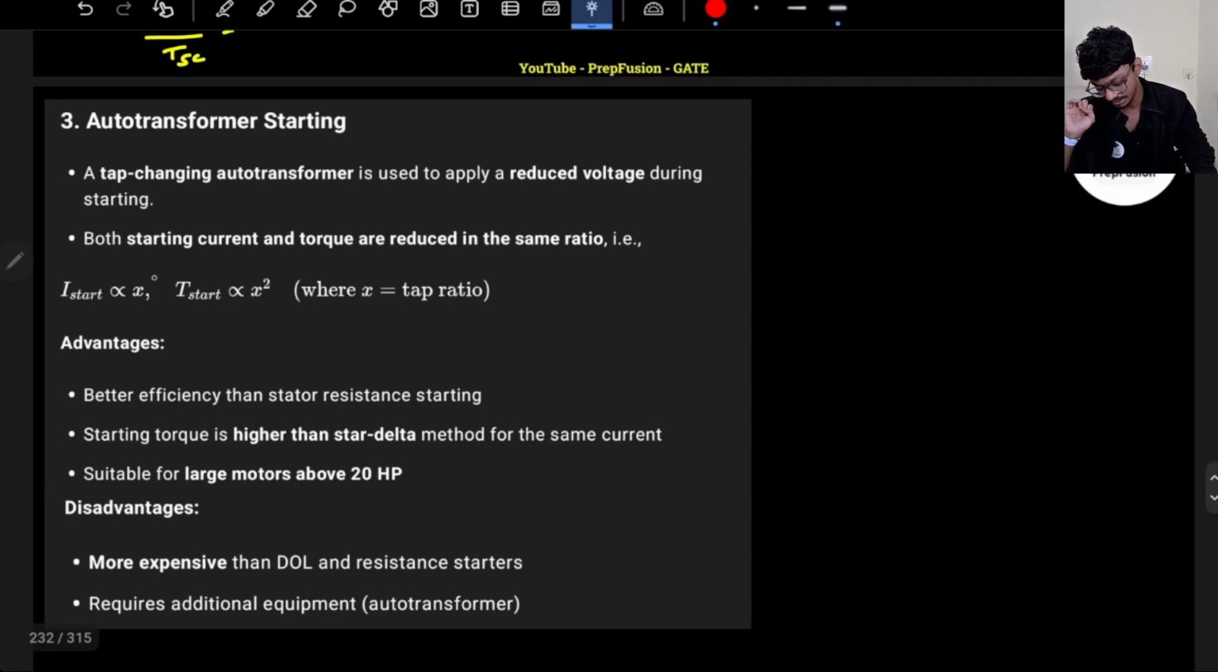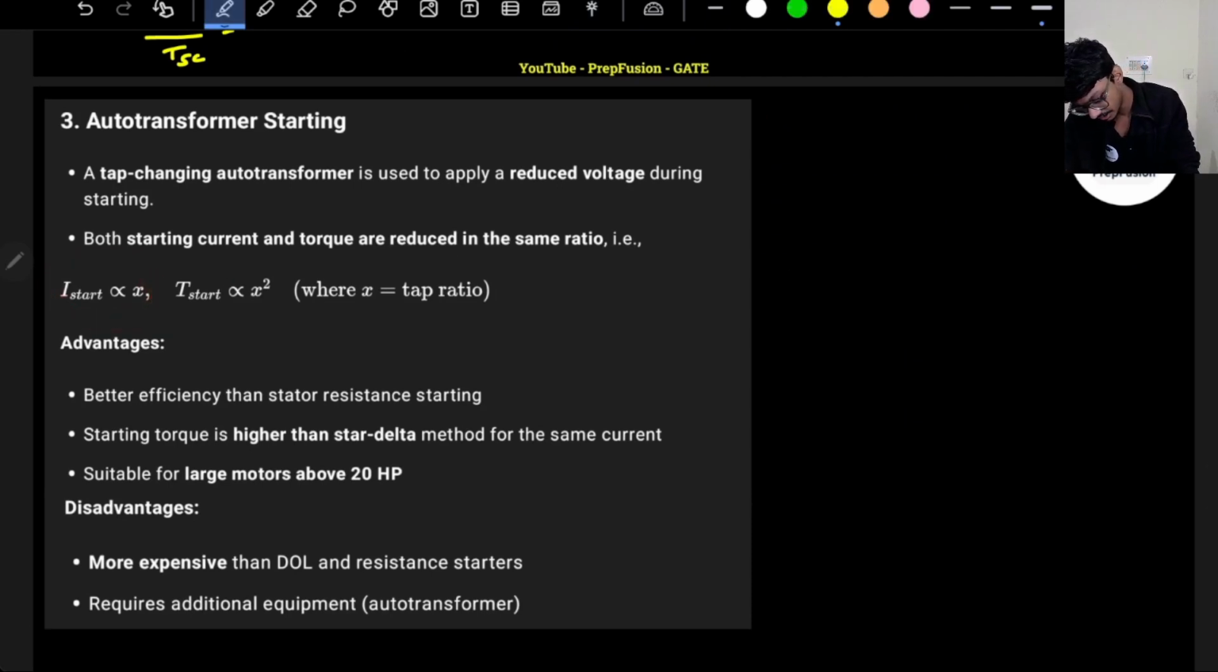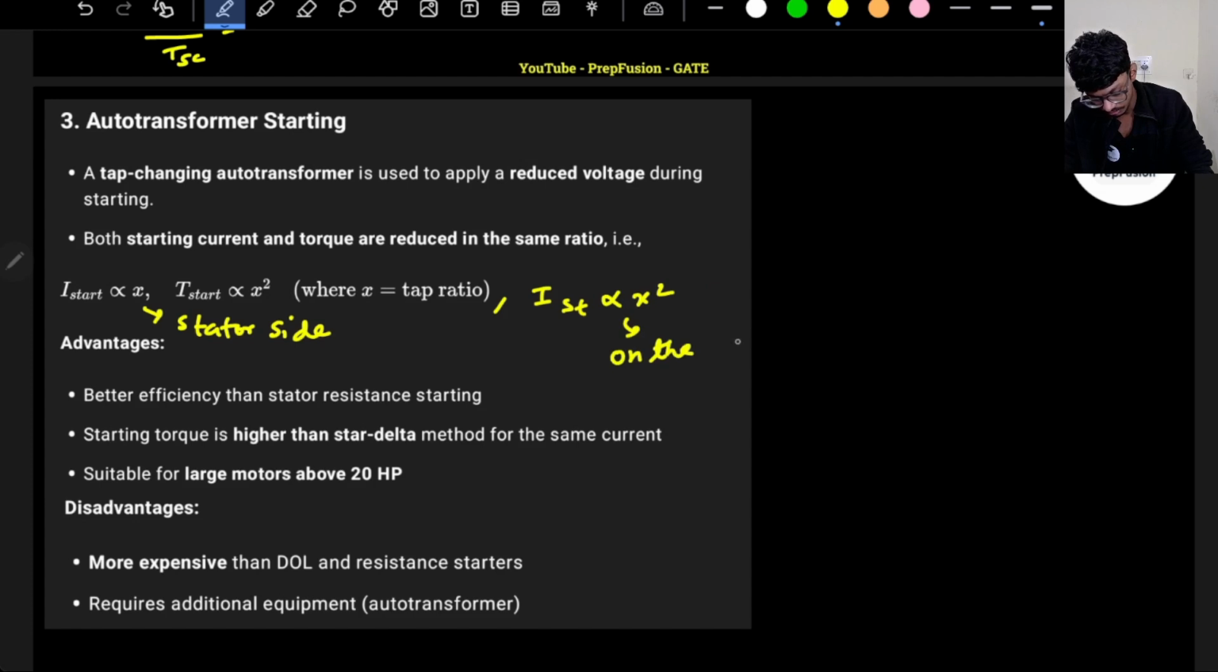So the starting current also will be reduced by x square, in the supply side. This will happen in the motor side, stator side. The current will be reduced by a factor of x in the stator side. In the supply side, the current will be reduced by a factor of x square, on the supply side.